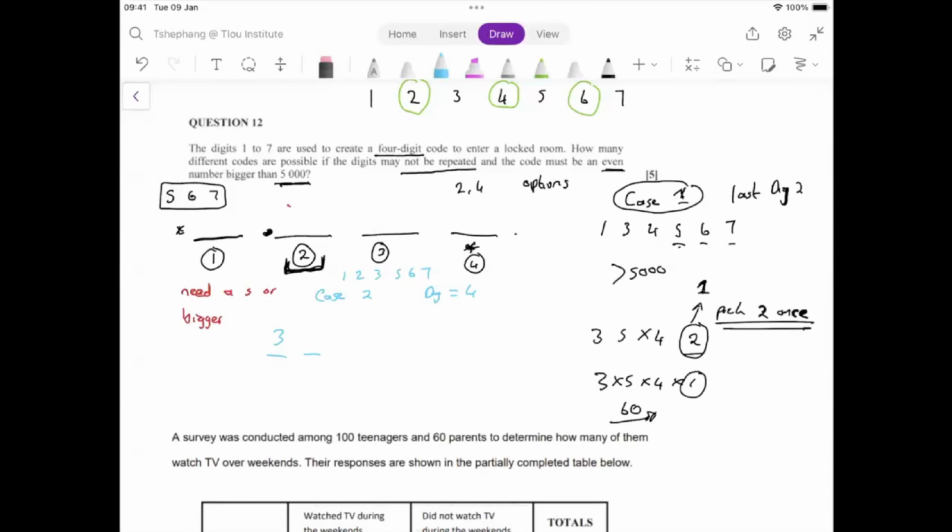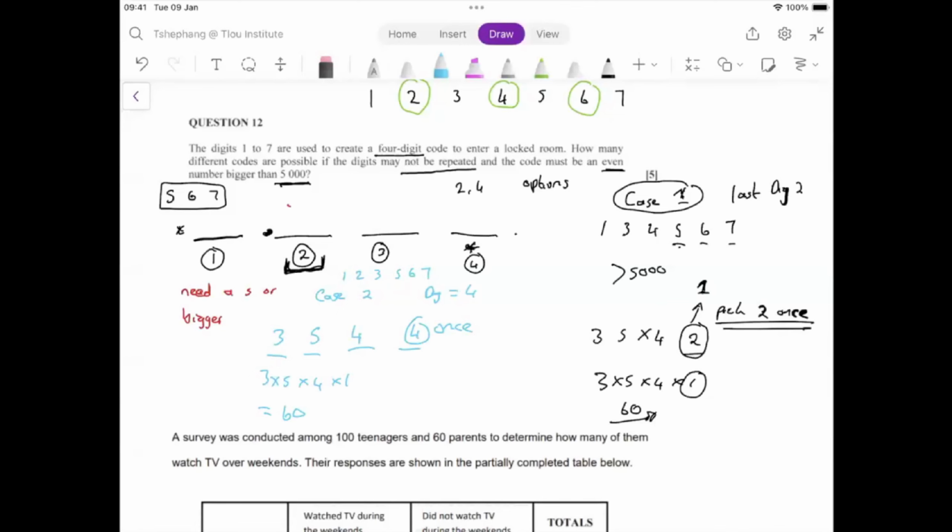Second digit, how many numbers can we pick from? We pick from the remaining 5 because one digit is a 4. And then how many are we left with here? We're left with 4 digits. Now, we multiply 3 times 5 times 4 times 1. And this gives you how much as well? This gives you 60.